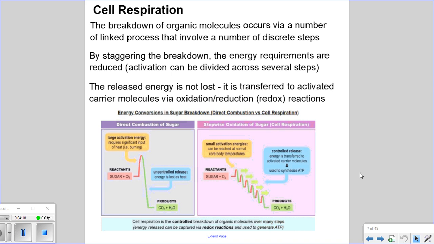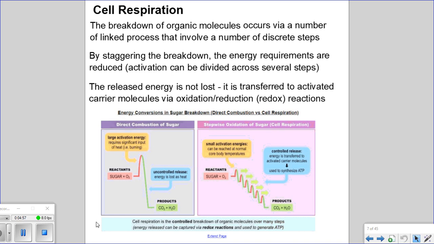In cell respiration, the breakdown of organic molecules will occur through a number of linked processes that involve a number of discrete steps. So there's 3 parts to cell respiration, and each of them involve a number of small steps. By staggering the breakdown, the energy requirements are reduced. The activation energy can be divided across several steps. The released energy is not lost through this staggered breakdown. It is actually transferred to activated carrier molecules through oxidation reduction reactions, or what are commonly called redox reactions.